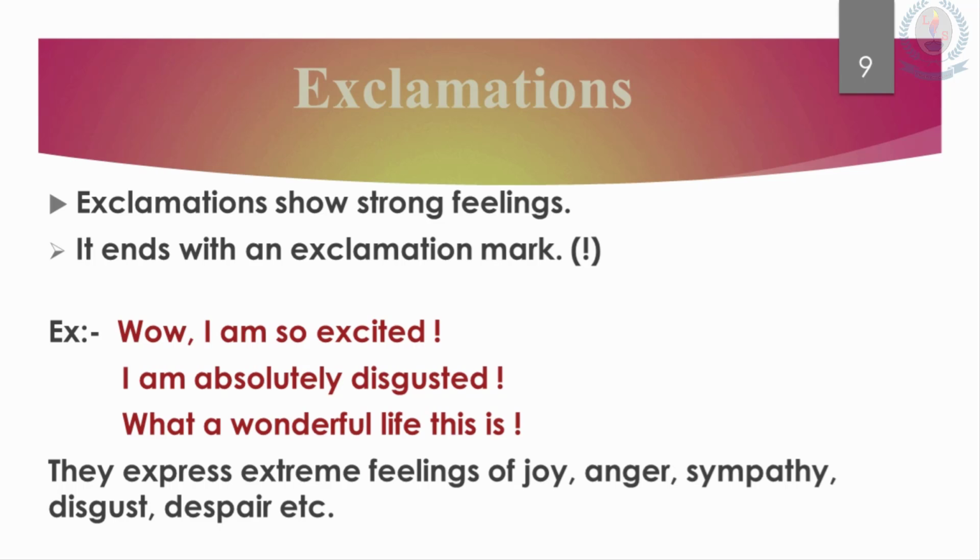The first example, wow, I'm so excited! Second example, I am absolutely disgusted! Third example, what a wonderful life this is! Here you can see the first sentence expresses extreme feeling of excitement. The second sentence expresses extreme feeling of disgust. The third sentence expresses extreme feeling of wonder. And also at the end of all these three sentences, there is an exclamation mark. So they are called exclamations.